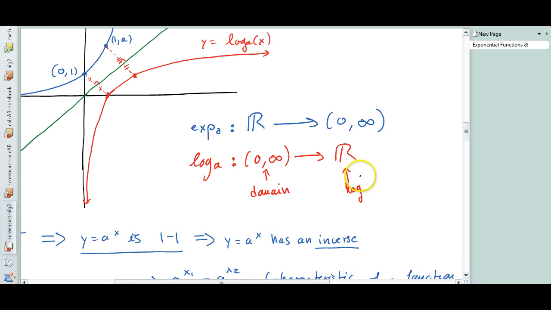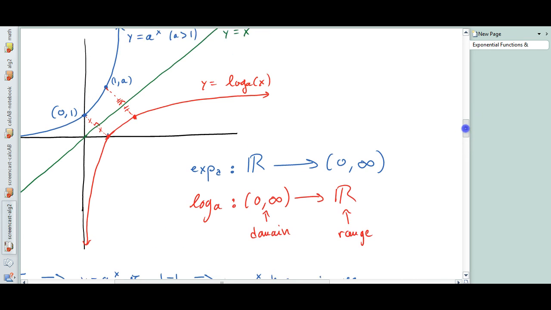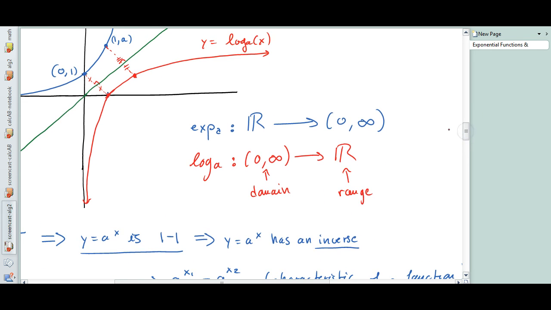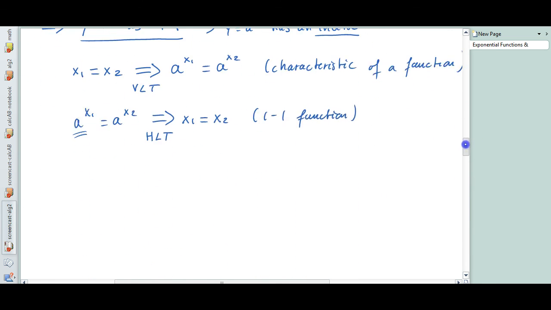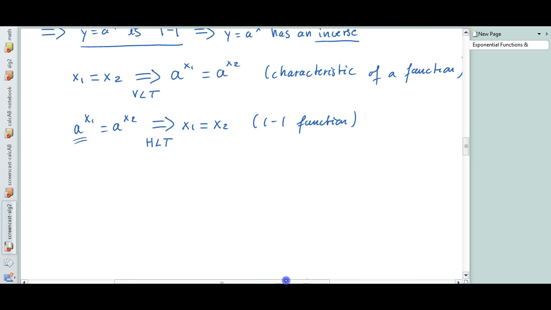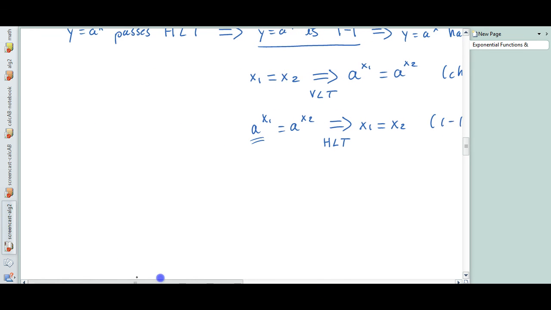You switch domain and range, you flip them, when you deal with a function and its inverse. I'm not going to write limits. All right, so let's now write the characteristic property between the graph of a log and the graph of its inverse.